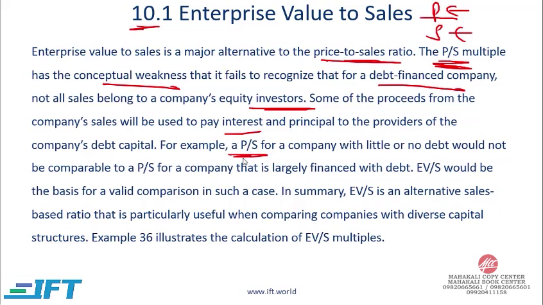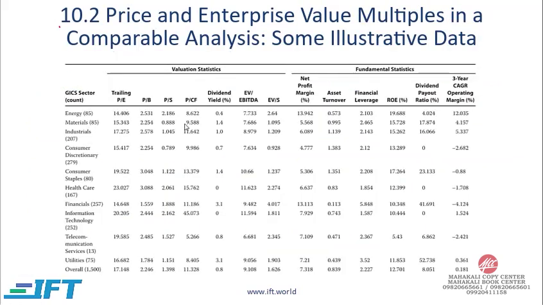For example, a price to sales for a company with little or no debt would not be comparable to a price to sales for a company that is largely financed with debt. Enterprise value to sales would be the basis for a valid comparison in such a case. In summary, enterprise value to sales is an alternative sales-based ratio that is particularly useful when comparing companies with diverse capital structures. And this is illustrated in example 36. I'll not be doing it, but if you have time, you can review this example. So this is not testable. It is basically general knowledge.